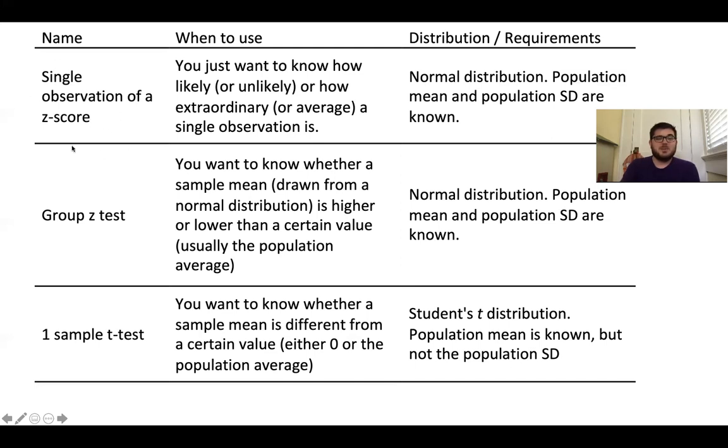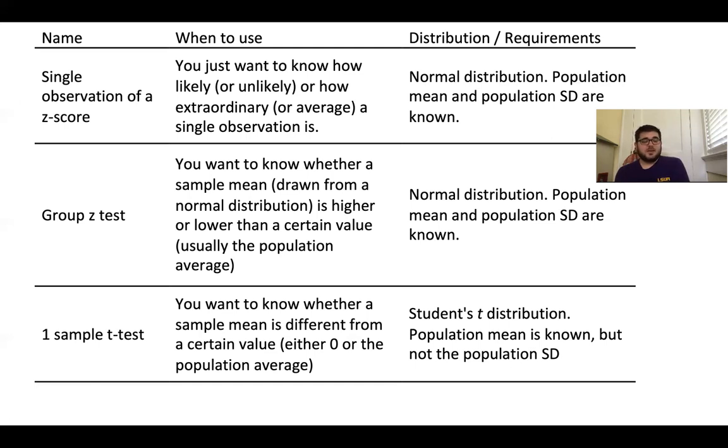In this hypothetical scenario, you'd have to know the population mean and the population standard deviation for football throwing. This is a very hypothetical example. But this idea that you're just taking a single observation and assessing how relatively extraordinary or unextraordinary it is, that's a single observation Z-score.